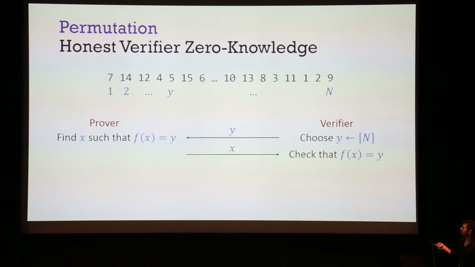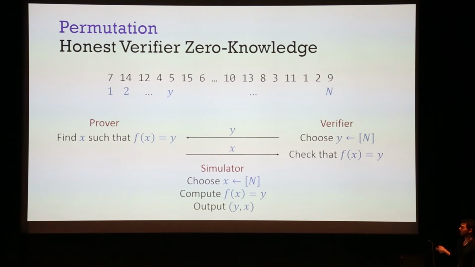So let's see what happens in the interaction. In the interaction, there is a random image and its pre-image. So this is a random pair of image and its pre-image, computed backwards. First you compute the image and then the pre-image. To simulate it, we can do something very easy. Instead of going backwards, we can go forward. We will choose a random x from 1 to n and just compute the function on this x, and output y and this x. So this is a perfect simulation for this protocol. But this is only for the honest verifier that actually chooses y at random.